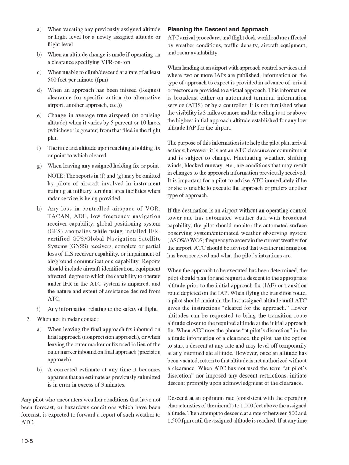It is important for a pilot to advise ATC immediately if he or she is unable to execute the approach or prefers another type of approach. If the destination is an airport without an operating control tower and has automated weather data with broadcast capability, the pilot should monitor the Automated Surface Observing System/Automated Weather Observing System, ASOS/AWOS, frequency to ascertain the current weather for the airport. ATC should be advised that weather information has been received and what the pilot's intentions are.